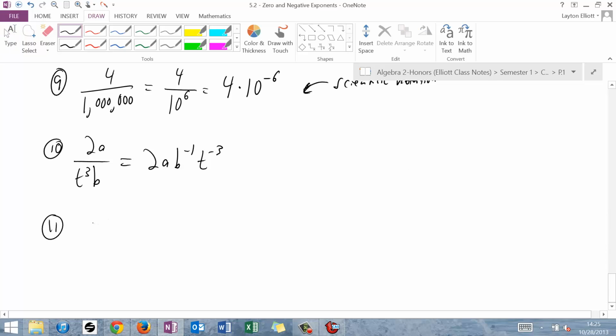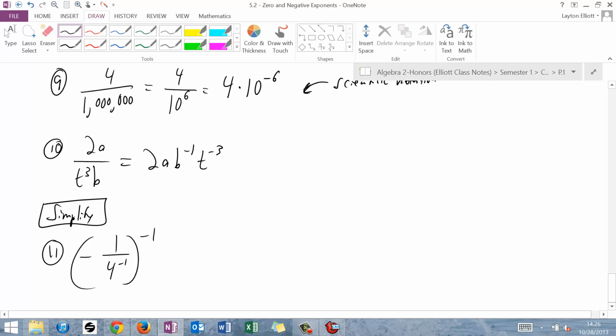Number 11, I'm going to go negative 1 over 4 to the negative 1 to the negative 1. And let's kind of reset the directions here. Sorry for the space gap. We're going to call these more simplifies. These are some numbers that I like to mess with. Sometimes I try to mess you guys up.